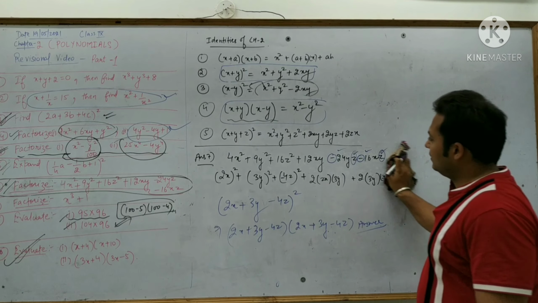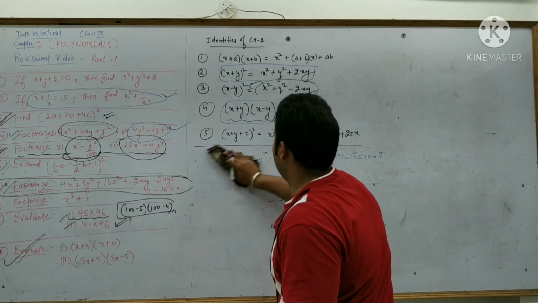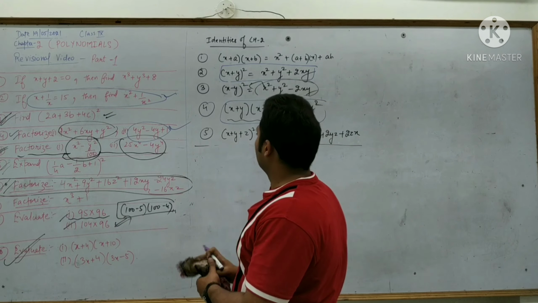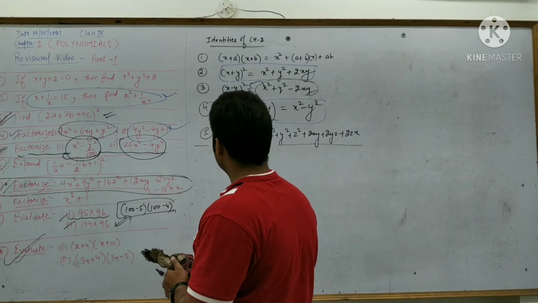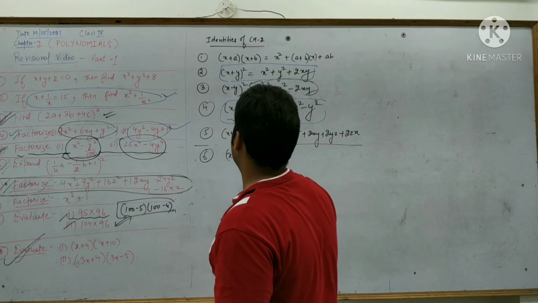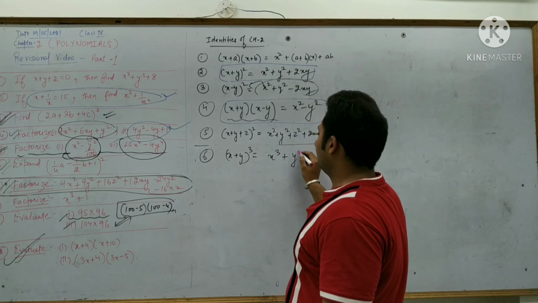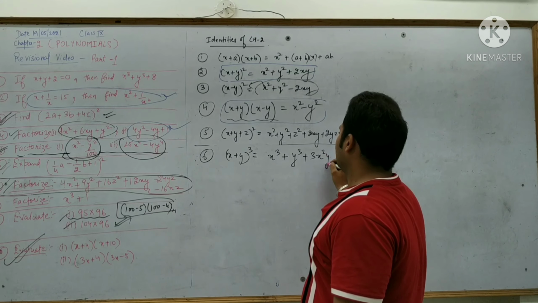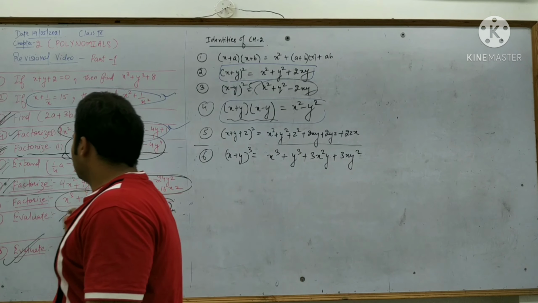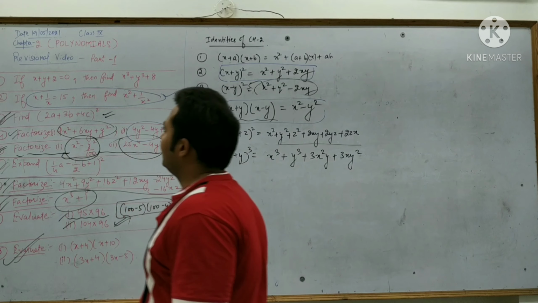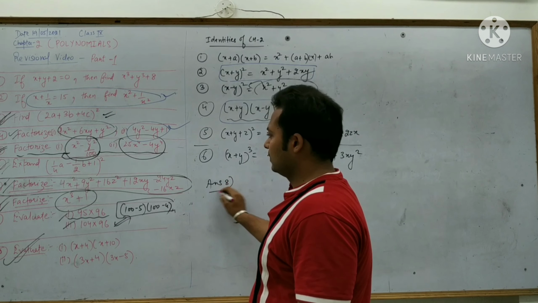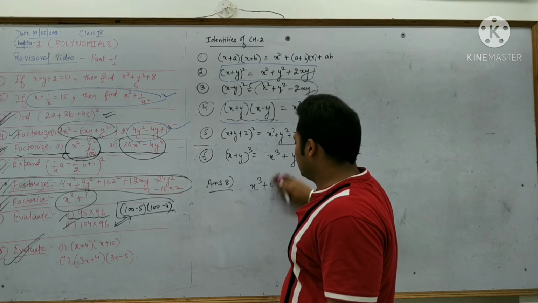Okay, let us do our next identity, that is sixth identity, x plus y's whole cube. It will be equals to x cube plus y cube plus 3x square y plus 3xy square. And this question number 8 we will do by this identity. Okay, answer 8th. We are having x cube plus 1.